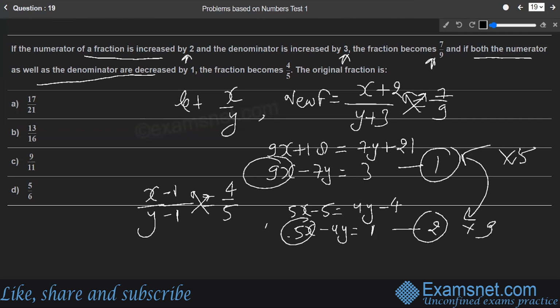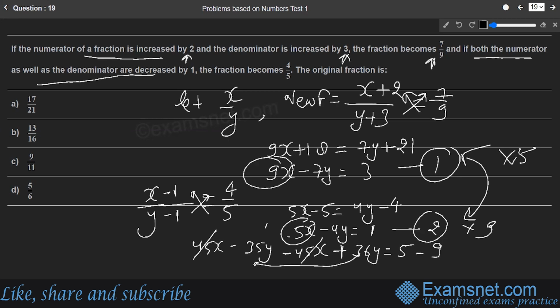First equation multiplied by 5 becomes 45x minus 35y. And on the left hand side, we are subtracting the other equation multiplied by 9, which becomes minus 45x, minus minus becomes plus, so it becomes plus 36y. On the right hand side, it was multiplied by 5 minus the other multiplied by 9, so it becomes like this. 45x and 45x get cancelled. This gives the equation in y, so clearly we can get the value of y.